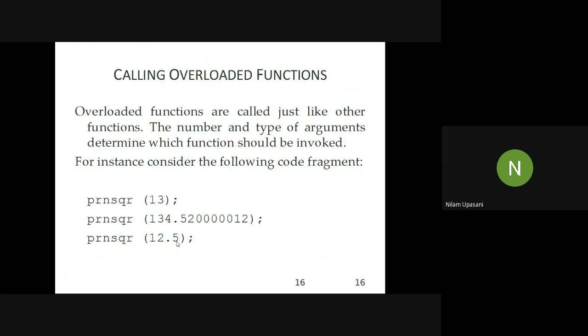I hope you understand the difference between double and float. Float has a size restriction. It has a small range, and for double a bigger range of decimal values is there. So for this it will call the double function with a double input parameter, and for this it will call float.